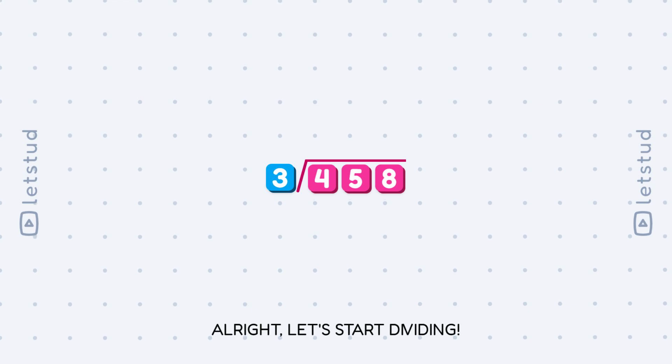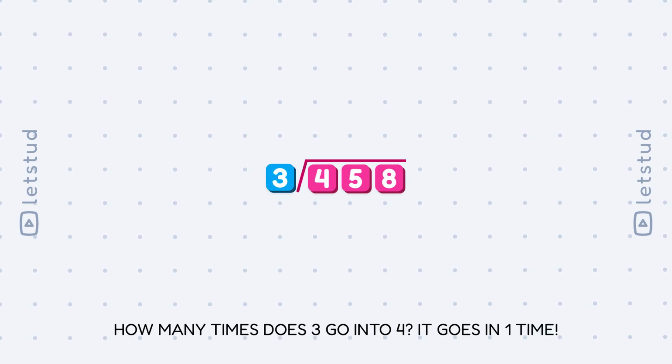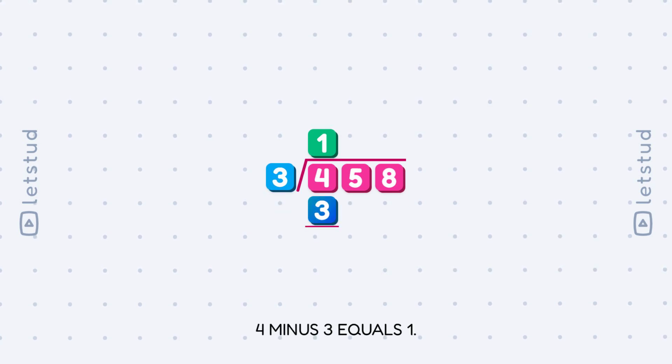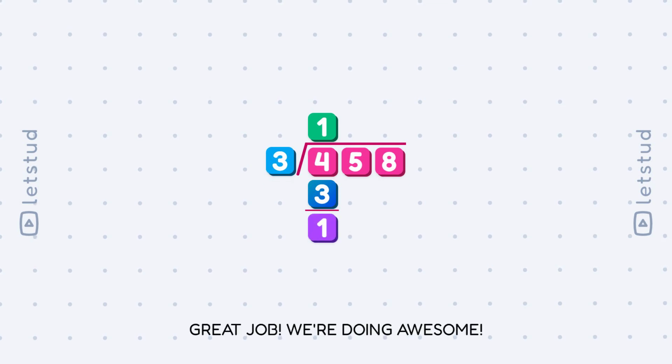Alright, let's start dividing. We look at the first digit, which is 4. How many times does 3 go into 4? It goes in 1 time. 1 times 3 equals 3. 4 minus 3 equals 1. Great job, we're doing awesome.